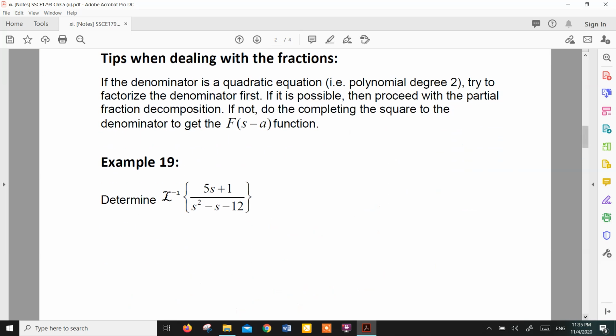Tips when dealing with fractions: if the denominator is a quadratic equation, where the highest degree is 2, try to factorize the denominator first. If it is possible, then proceed with partial fraction. If not, then you have to use the completing the square method in order to get the F(s minus a) function.